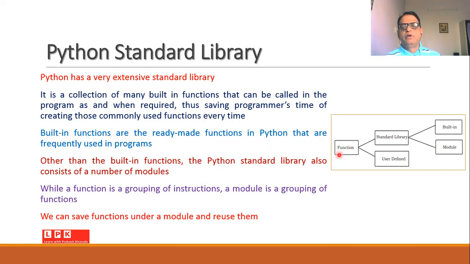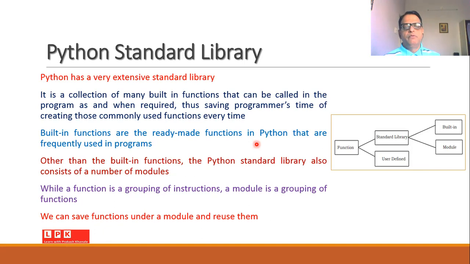We know that as far as the functions of Python are concerned, we can classify them into two. The first one is the user-defined function, which we have already discussed in our earlier session. And the second one is the standard library. In the standard library, we have two types. The first one is the built-in function, and the second one is the module. Built-in functions are the ready-made functions in Python for which the code is readily available, and the programmer can easily make use of these functions while writing programs.